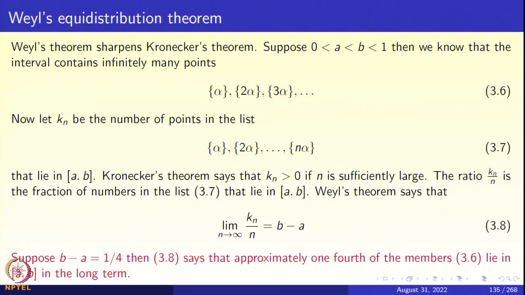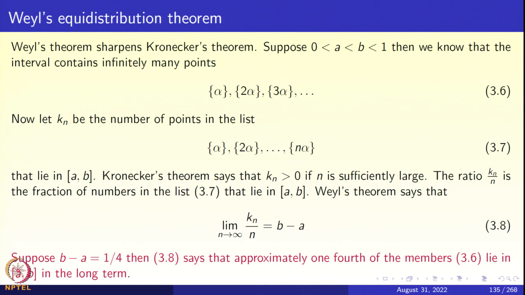Hello. We continue from where we stopped last time. Recall that last time we discussed Kronecker's theorem, namely if alpha is an irrational number and you take multiples of alpha, alpha, 2 alpha, 3 alpha, etc., and take their fractional parts, these fractional parts are dense in the interval 0, 1. We proved this theorem, but Weyl's theorem considerably sharpens this classical theorem of Kronecker. Let me explain this to you.